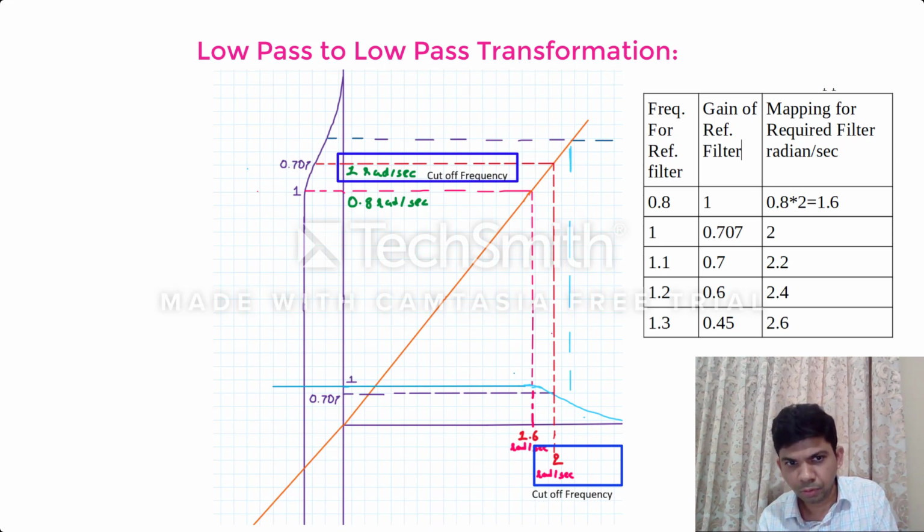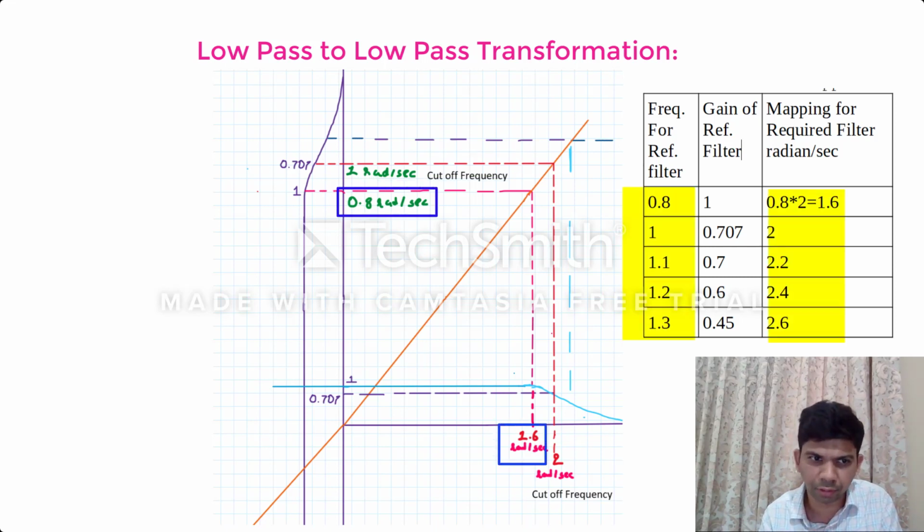That's why, keeping the ratio intact, 0.8 radian per second is to be mapped at 1.6 radian per second. 1.1 radian per second of the normalized filter is to be mapped at 2.2 radian per second. 1.2 is to be mapped at 2.4 radian per second, and 1.3 is to be mapped at 2.6 radian per second.